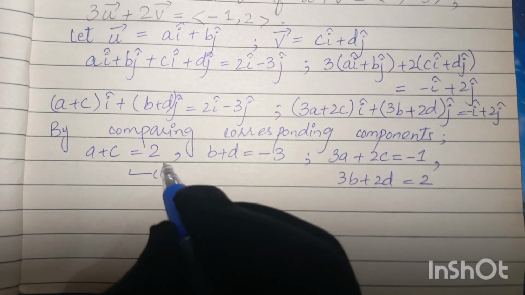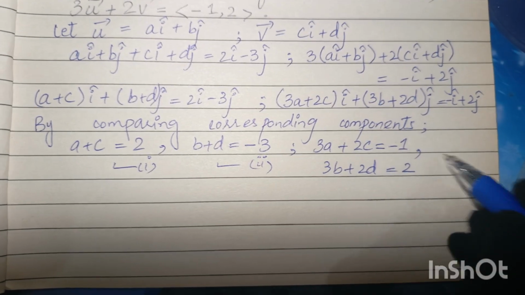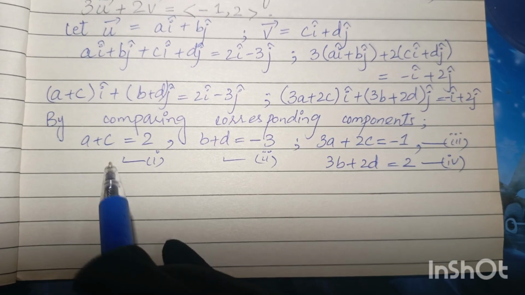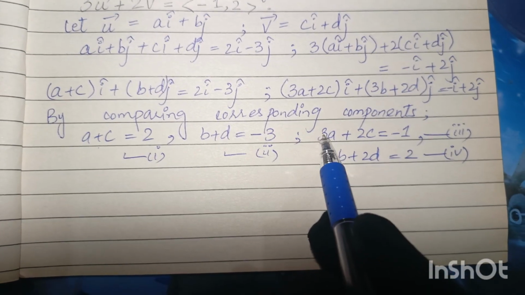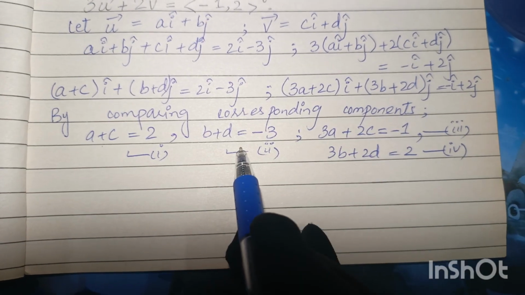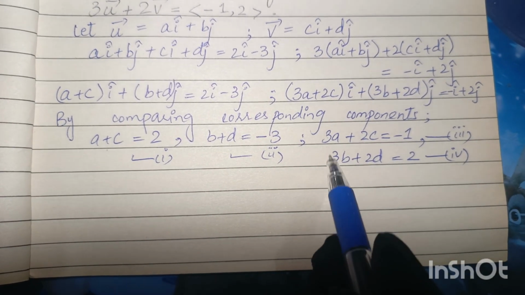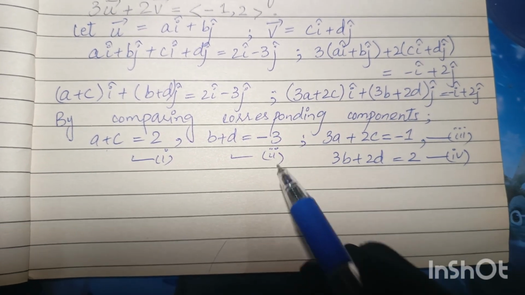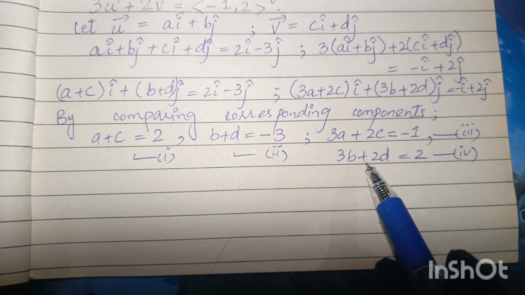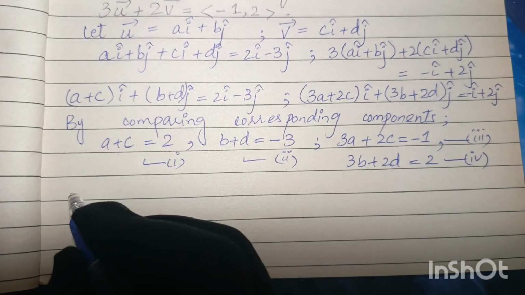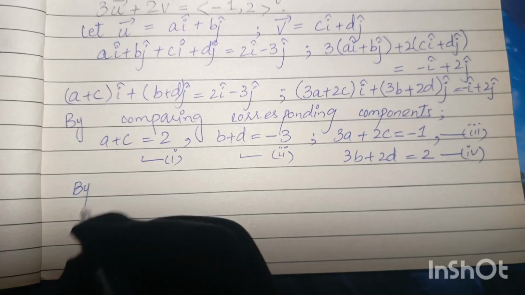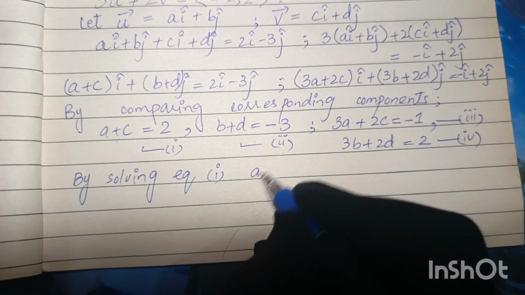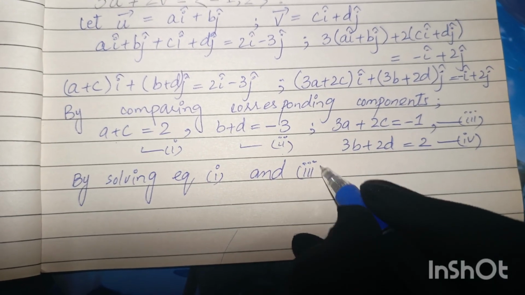Name the equations as equation number 1, equation number 2, equation number 3, and equation number 4. Two equations are in the variables a and c, equation number 1 and equation number 3, and the other two equations are in the variables b and d. So we will use equation 1 and equation 3 simultaneously to find the values of a and c, and equation 2 and equation 4 to find the values of b and d. So let's start by solving equation 1 and 3 simultaneously.